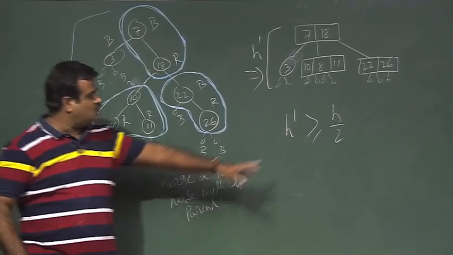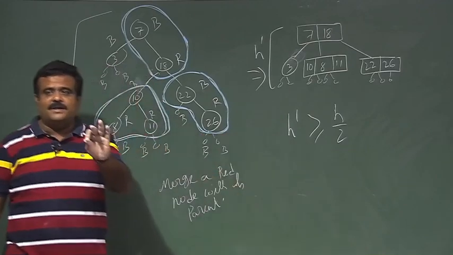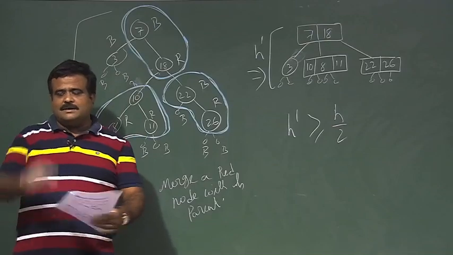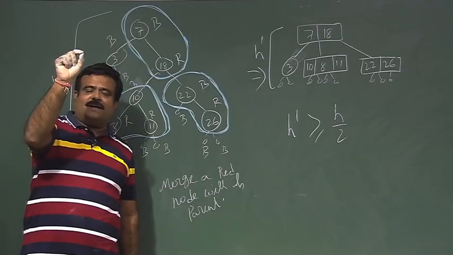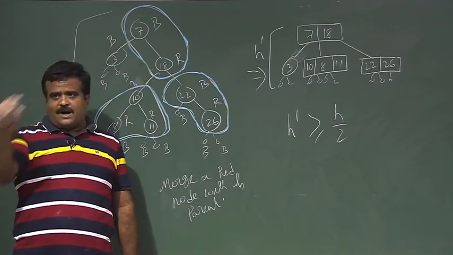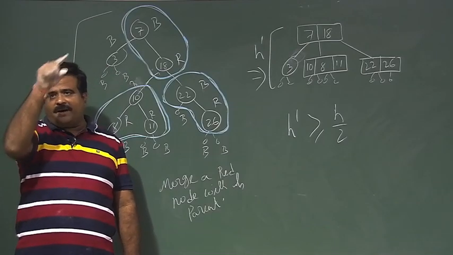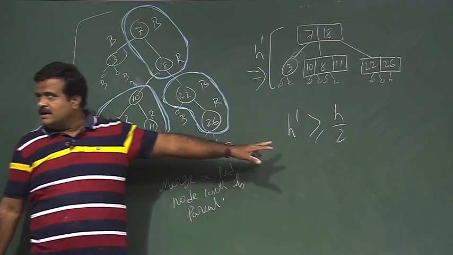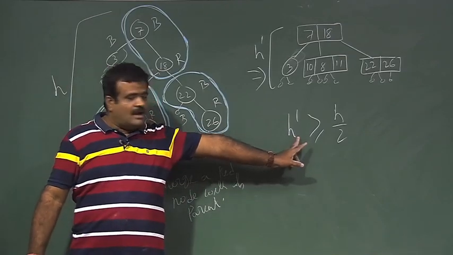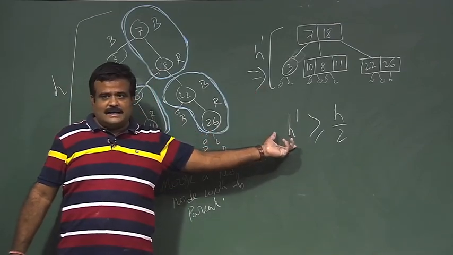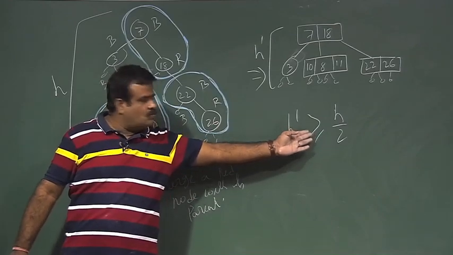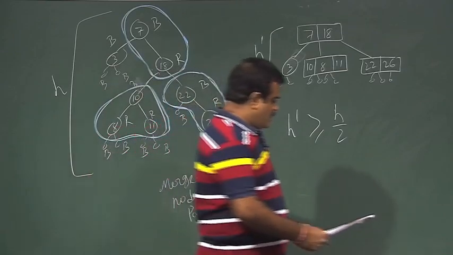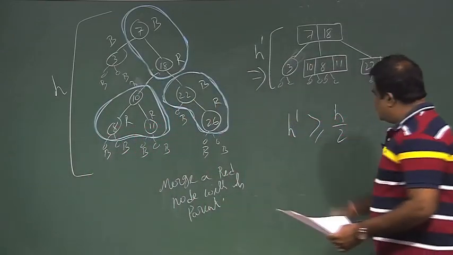For the red nodes to outnumber the black nodes is not possible, because if a node is red, then the parent has to be black. So in any path, the number of red nodes will be less than the number of black nodes. That is the reason the new height will be greater than h by 2, and it will be equal only when exactly the same number of black and red nodes is there in the tree. Okay, so this is the relationship we have.